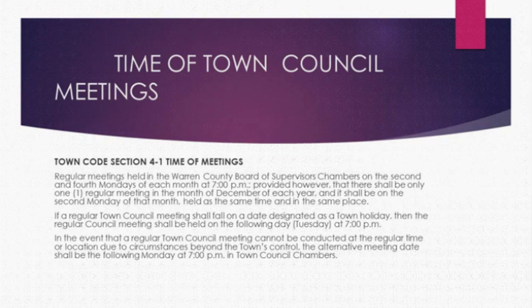All right, time of meetings. The regular meetings are the meetings where you vote. That's when the public is notified that specific ordinances or specific actions that you propose to take are coming up for public discussion and vote, and they are held on the second and fourth meetings of each month at 7 o'clock. Regular meetings typically are held in the government center across from the post office.